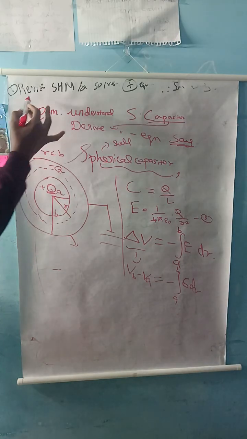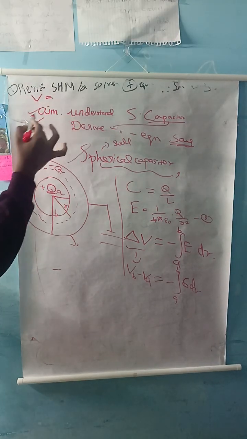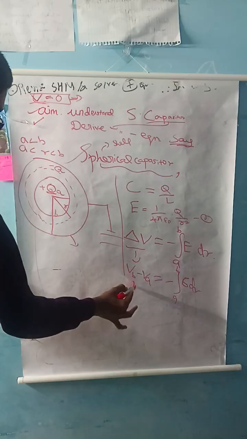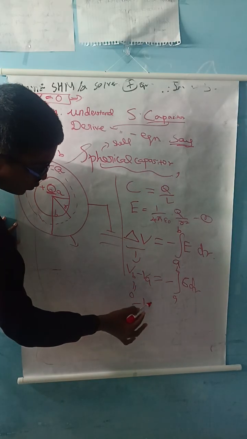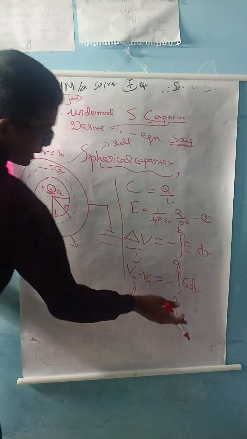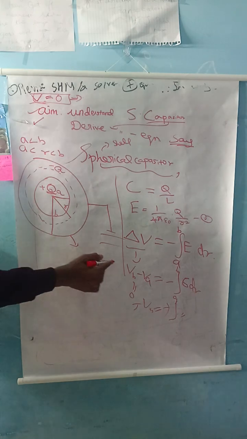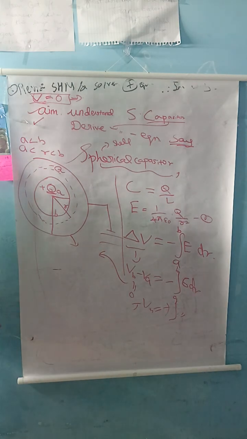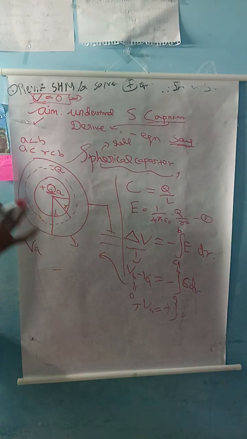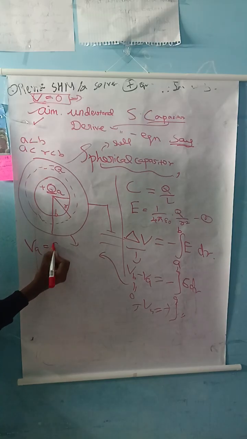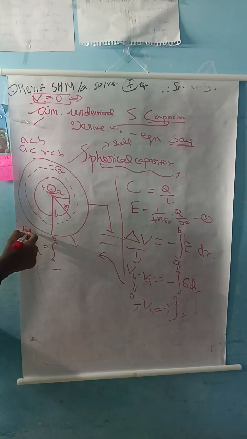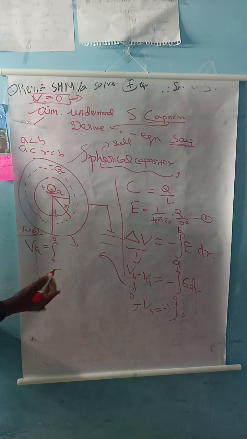We know that the potential at infinity is definitely going to be zero, right? So this means the potential Vb is going to be zero. So what we are left with is Va equals the integral from a to b of E dr, since the minus signs cancel. Let's substitute equation 1 here.